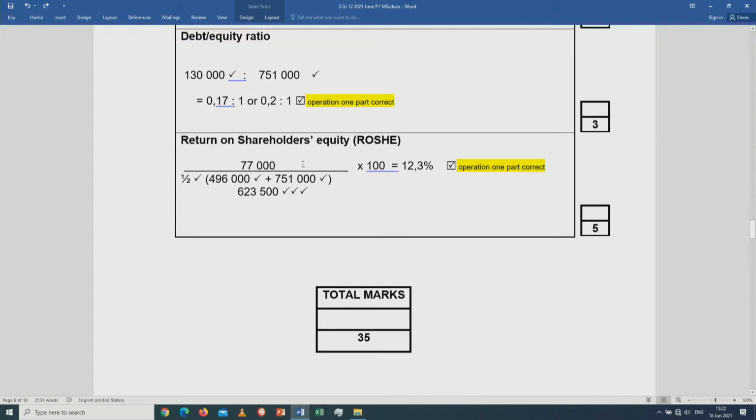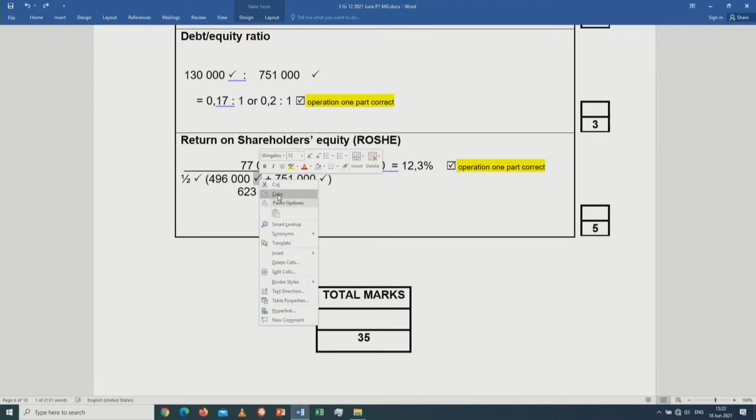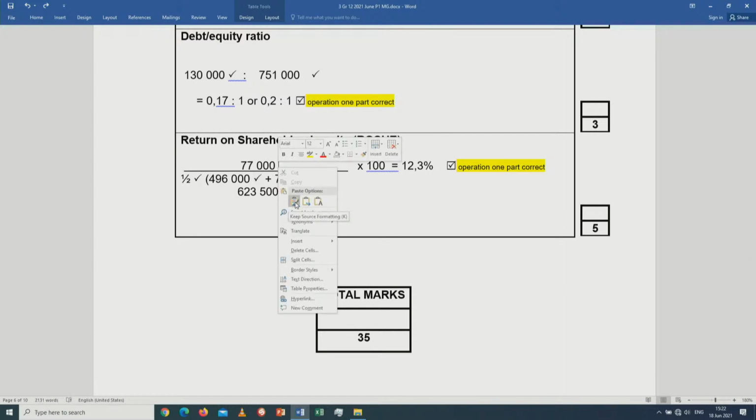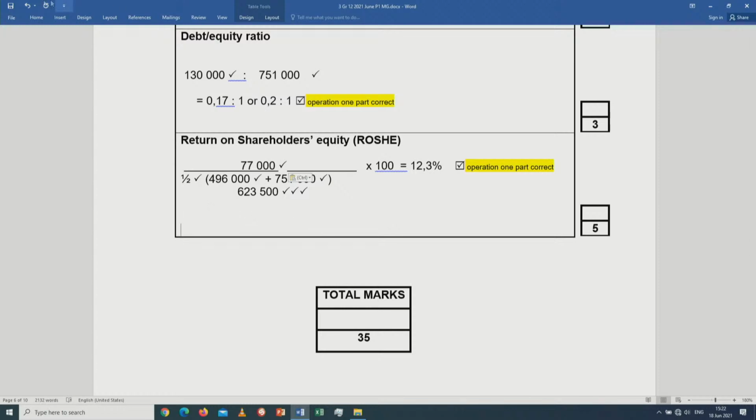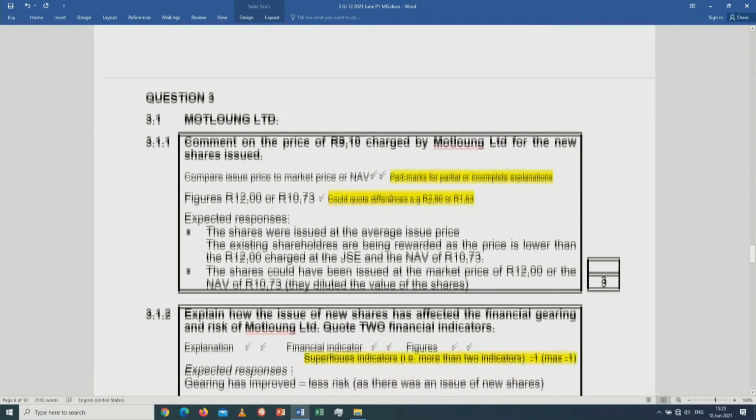Return on shareholders' equity, 77,000, no mark for that. A half, 1 mark, 700, which is our average shareholders' equity, 496 1 mark, plus 751 1 mark, and then 623, which is these two together divided by 2, 1, 2, 3, so it's 3 marks. So let's check 1, 2, 3. I think the 770 is supposed to also have a mark there, because if we count marks there, it's 1, 2, 3, 4, and it's supposed to be 5 marks. So it means our 777,000 is supposed to have a mark there. So 35,000, fine.